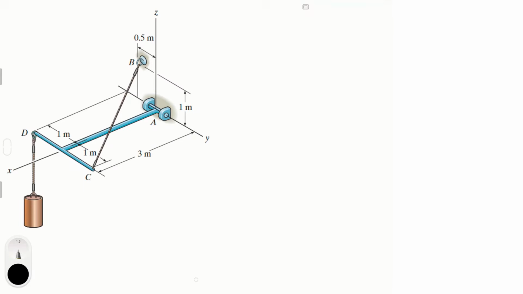Alright guys, let's do this problem that says the member is supported by a pin at A and a cable BC. Determine the components of reaction at the supports if the cylinder has a mass of 40 kilograms. So first let's draw the free body diagram.